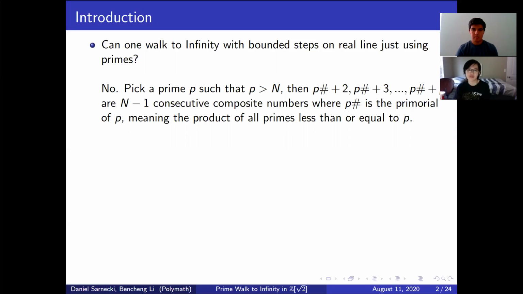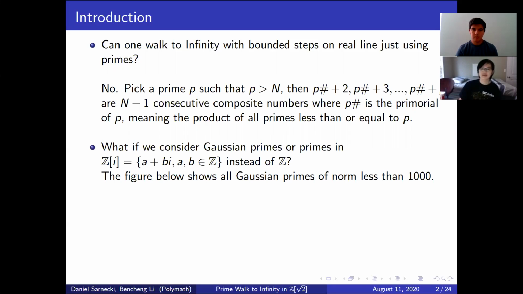Then p primorial plus 2, p primorial plus 3, up to p primorial plus p are n-1 consecutive composite numbers, where p primorial means the product of all primes less than or equal to p. Since primorial is defined this way, 2, 3, and all the natural integers between 2 and p have a common factor with p primorial. So that's why they're composite.